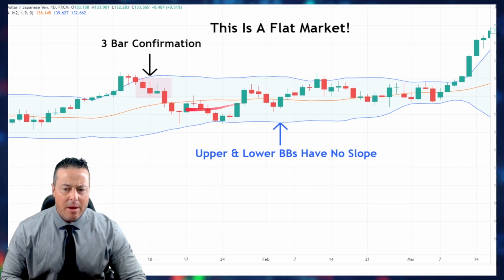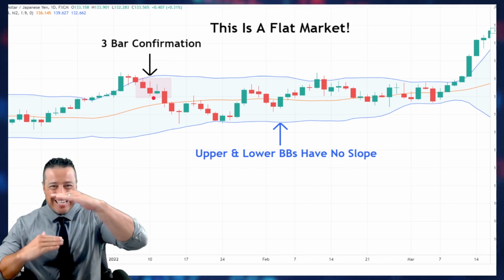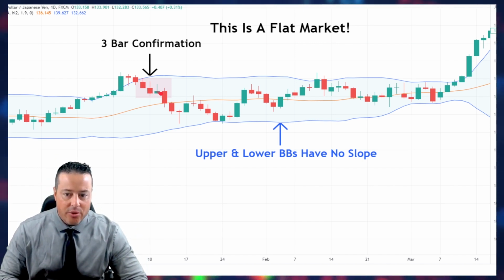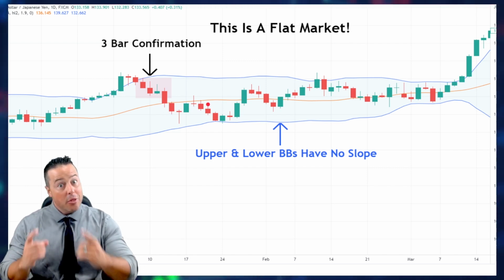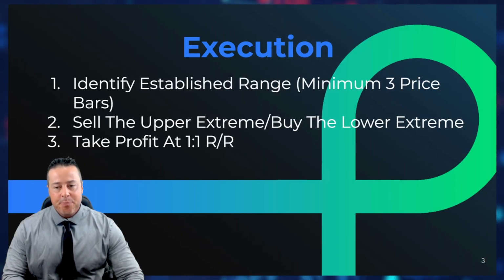Maybe the biggest thing to remember about this strategy is you do need a 3-bar confirmation, meaning you need at least 3 price bars that go inside of your Bollinger Band completely. As you can see right here, 1, 2, 3, we've got the beginning of a trading range. Typically, the longer these ranges go, the more lethal they are. So let's get into exactly how to execute.